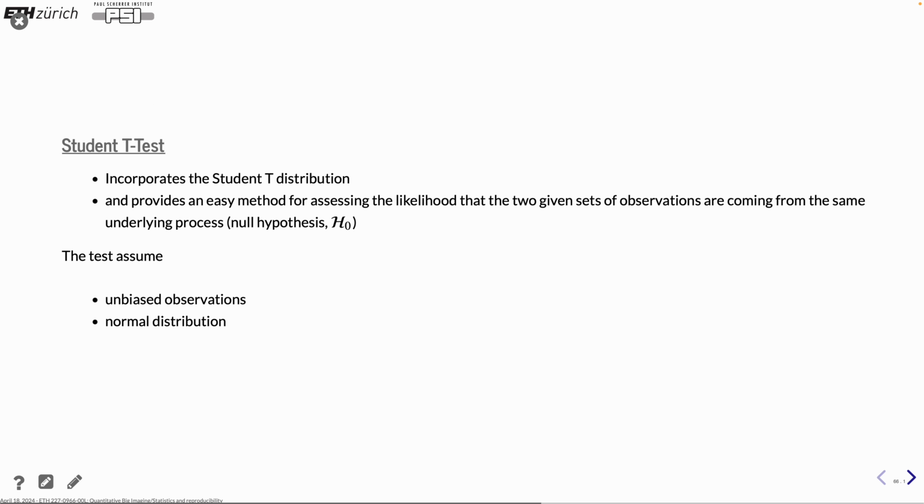The student t-test uses the student t-distribution, and it provides an easy method to assess the likelihood that we have two observations and that they're coming from the same underlying process, so that our null hypothesis is true. And the test assumes that you have unbiased observations and that they are truly normally distributed. So these are the two base assumptions on the data to make the student t-test valid.